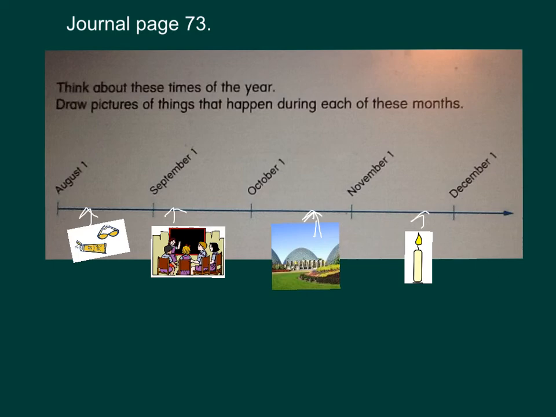Boys and girls, right now I'm going to hand out pictures of these events. Your job will be to cut them out and glue them on and draw arrows just like I did so that you create your own calendar, your own timeline in your math journal.